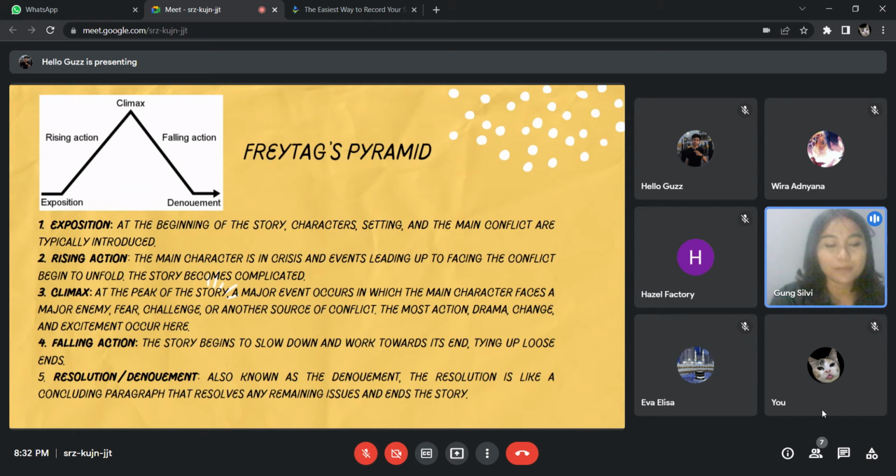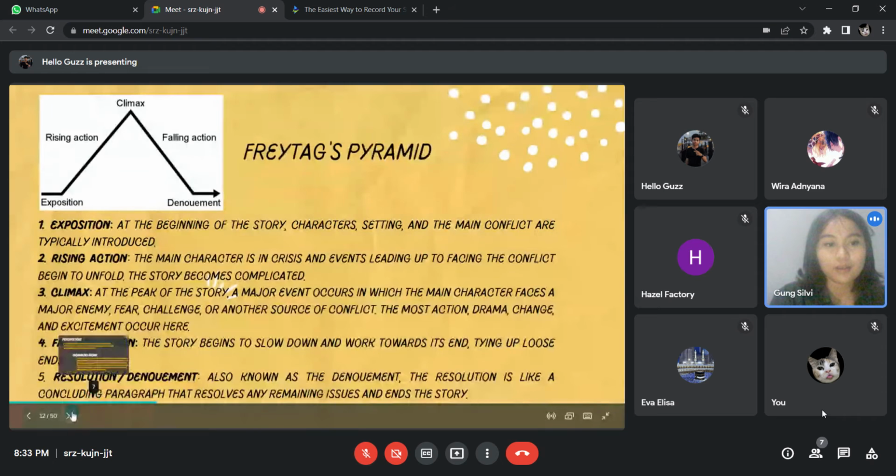The next is falling action. The story begins to slow and move downward towards its end, tying up loose ends. And the last one is resolution, or denouement. Also known as the denouement, the resolution is like a concluding paragraph that resolves any remaining issues and ends the story.